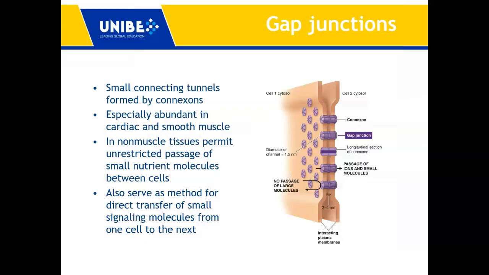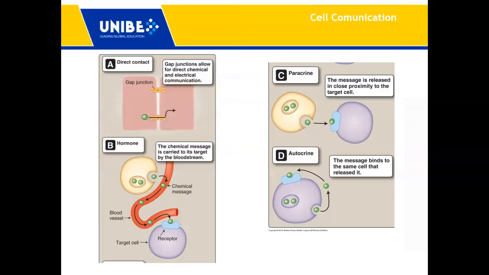And finally, the gap junctions are small connecting tunnels formed by connexins or connexons, and they're abundant specifically in cardiac and smooth muscle, tissues that need to be connected electrically to each other. They permit the passage of small things, basically serving as a way to transfer charges or signaling molecules between one cell and the next. And all of this helps us understand how cells are able to communicate with one another.